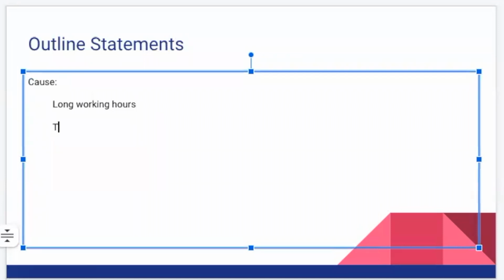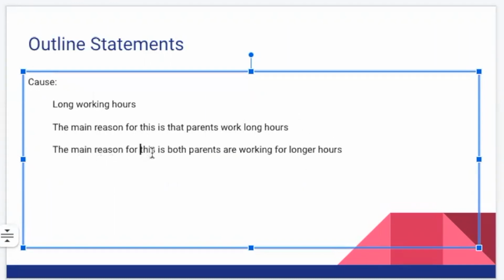Maitreya says the main reason for this is what? And what I would like you to get into the habit of here is trying to write your ideas in clauses, not in noun phrases. Mary said the main reason for this is that parents work long hours. Excellent. This preposition here, I don't actually need. It would be a little bit more natural to say the main reason for this is that parents work long hours. The main reason for this is both parents are working for longer hours.